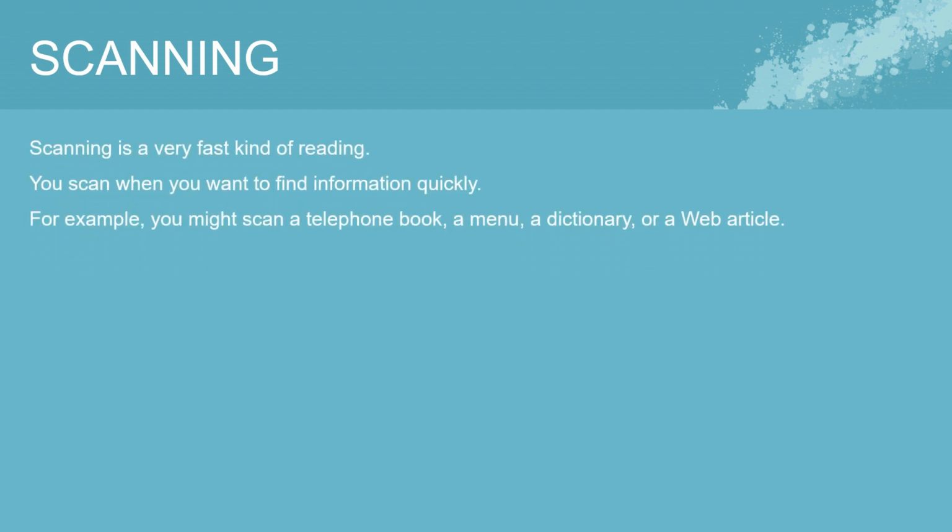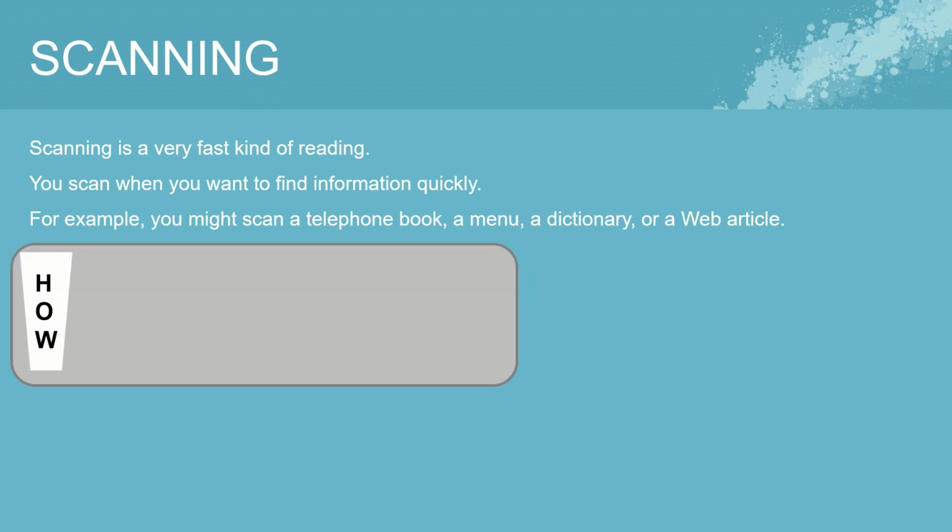Scanning is a very fast kind of reading. You can scan when you want to find information quickly. For example, you might want to scan a telephone book, a menu, a dictionary, or a web article. How do we scan? The first, move your eyes very quickly over the text.